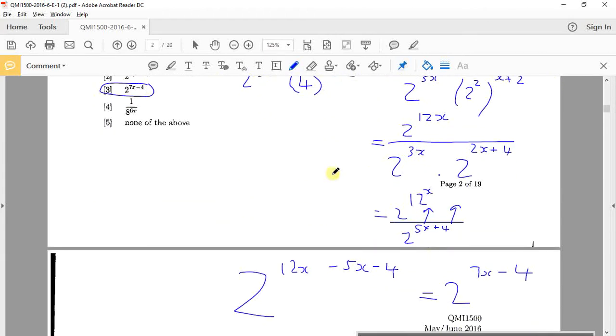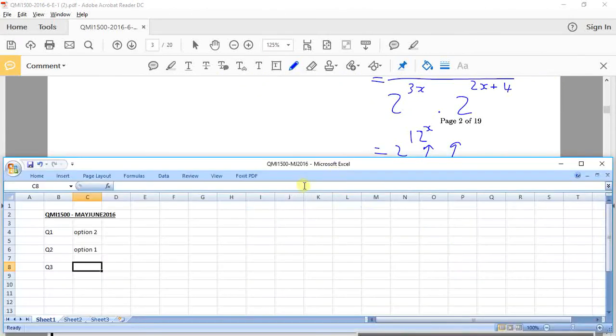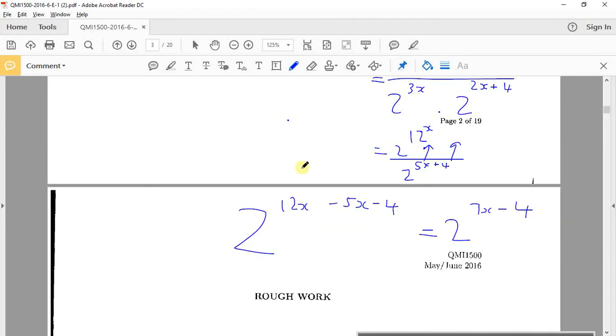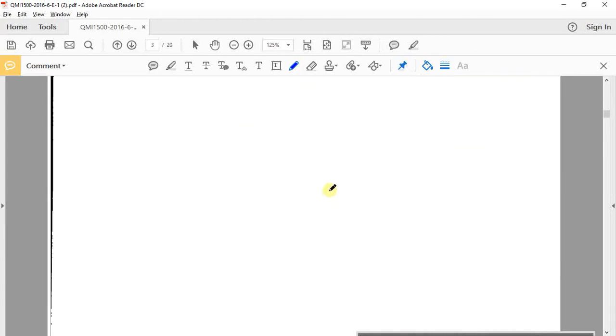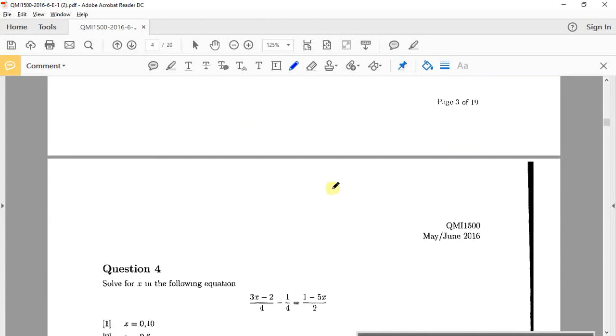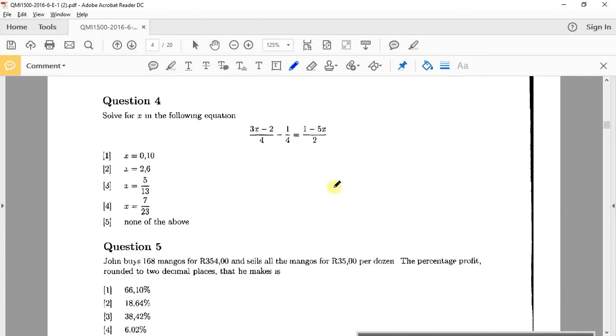Question 3, option 3. I will just look at what you've done there. Right, so it's just the mathematics around exponents. But that is something that you could maybe leave for the end. So, May, June 2016, lots of maths. Here's some more maths.